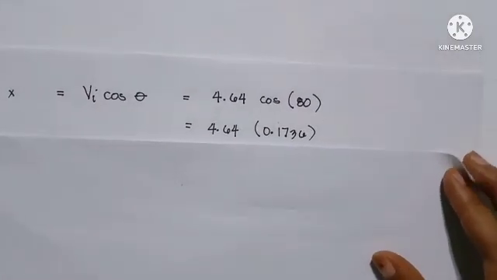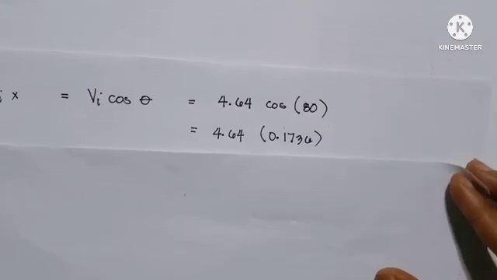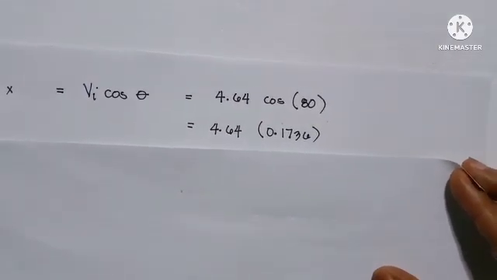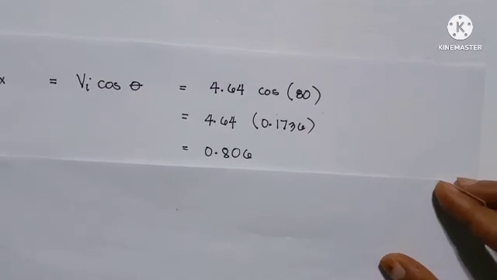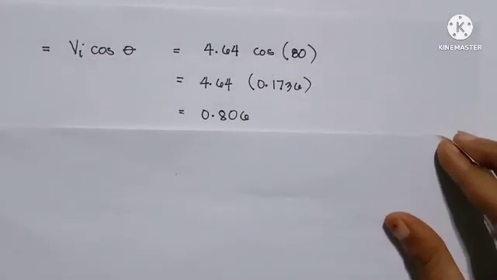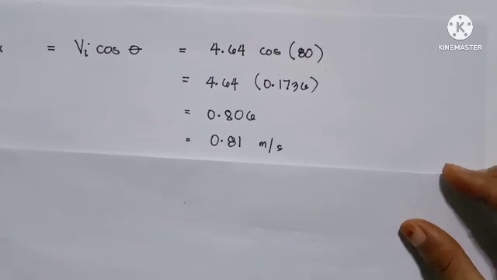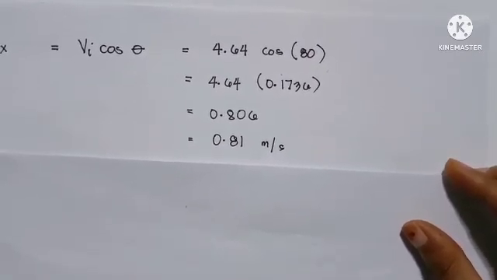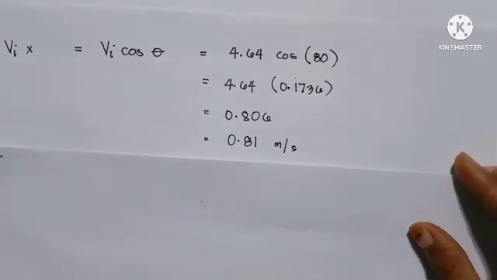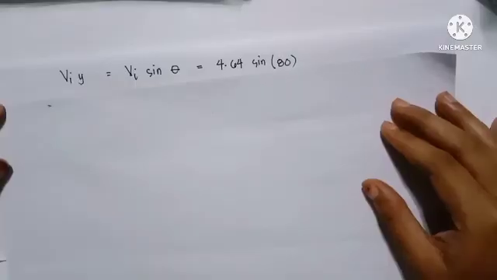0.1736. Multiply that to 4.64 times 0.1736. The answer is 0.806. Round up to the nearest hundredths. The answer is 0.81. So the final answer for initial velocity in the horizontal direction is 0.81 meters per second.